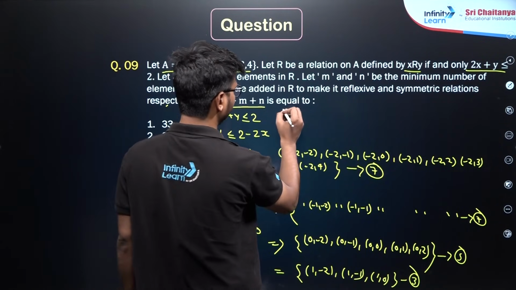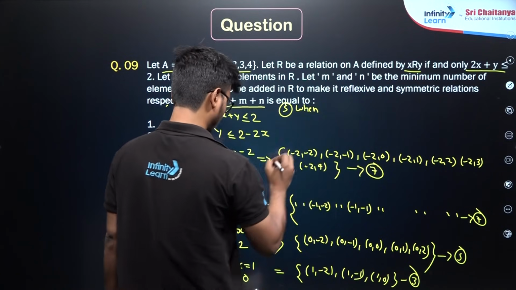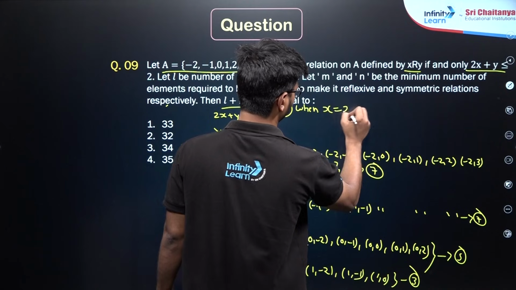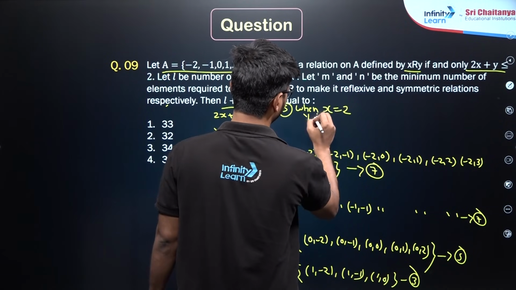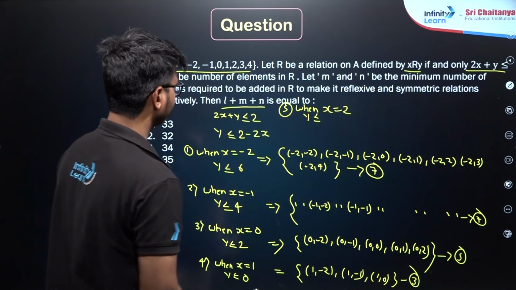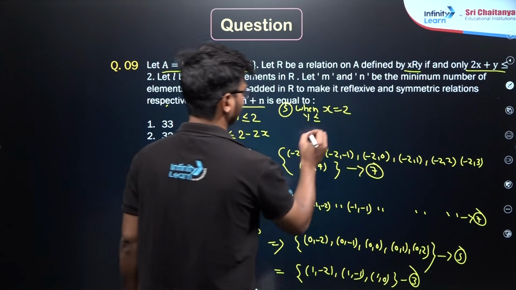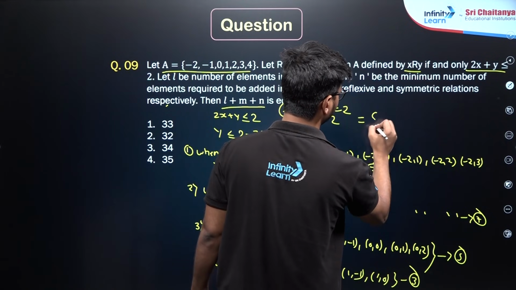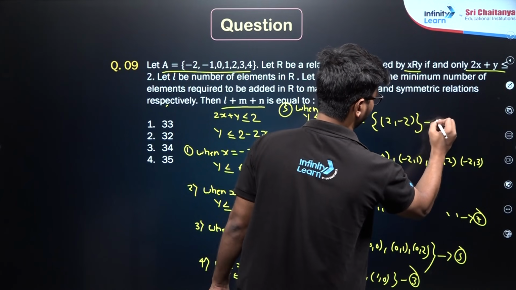Now case number 5, let's take case number 5 when x equals 2. So if x equals 2, we are going to get y ≤ 2 - 4, 2 twos are 4, minus 2, correct? Minus 2 means here we are going to get only one case, that is (2, -2), only one case.